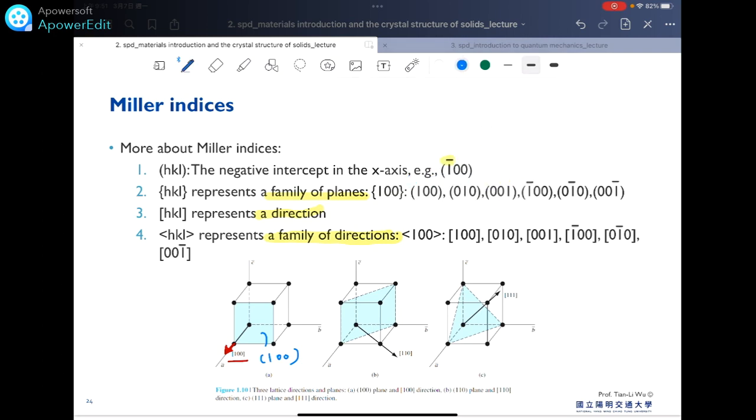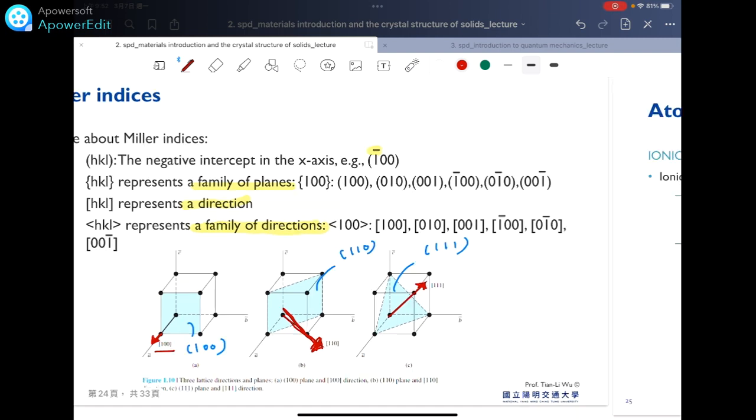And also the same, this is a plane for 110. And then still, this is the direction of this plane. This is a 110, and this is a plane for 111, and the direction will be here. Okay, so I believe this is very straightforward to understand. Okay. So let's move on.